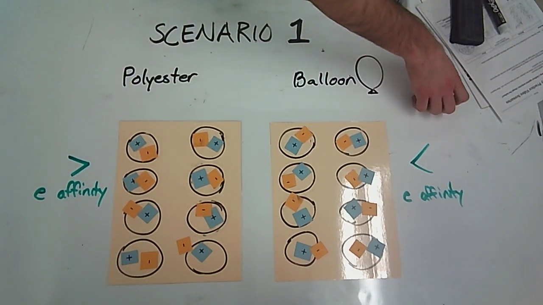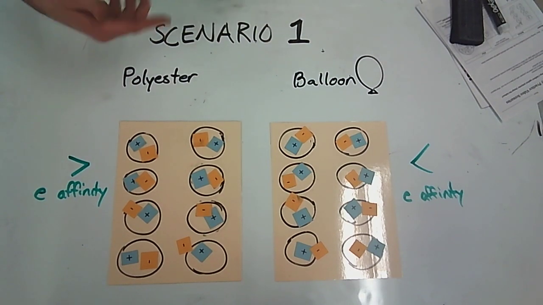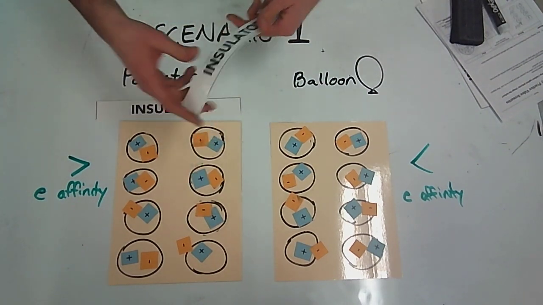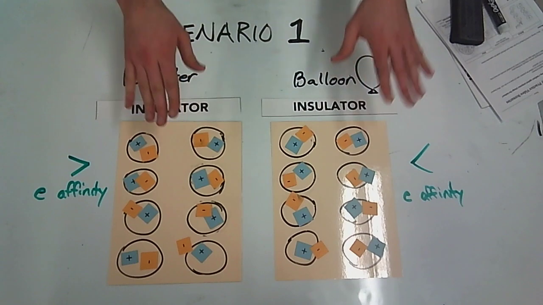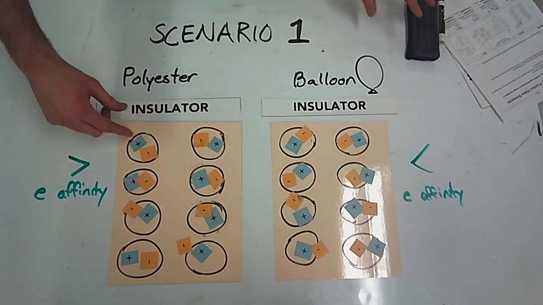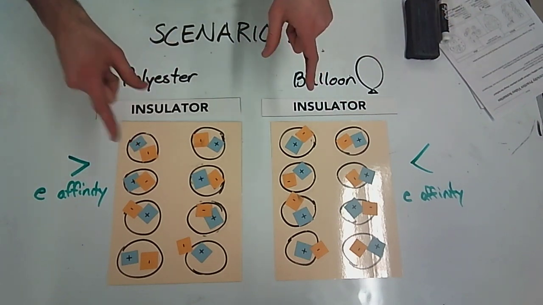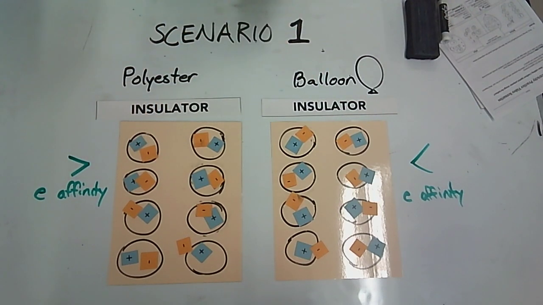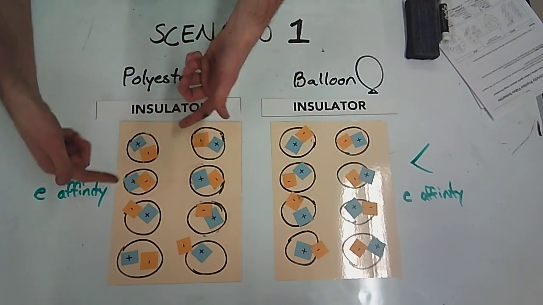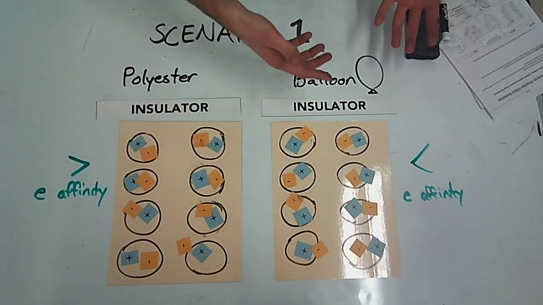And so our two objects are the polyester and the balloon. These guys are both insulators. Right? And it says that they both have 8 atoms, so I made sure to have 8 protons. That decides the number of atoms. The amount of electrons can change, but since it says that both objects are neutral, I'm going to have the exact same amount of electrons as protons.